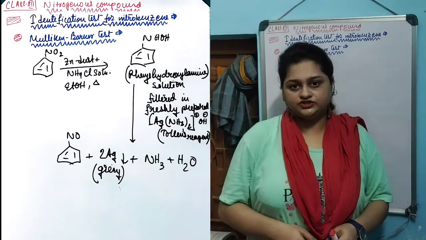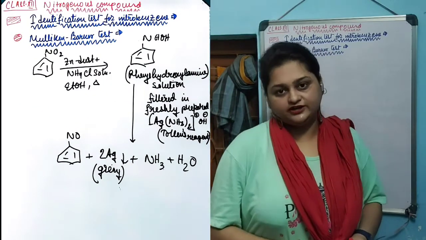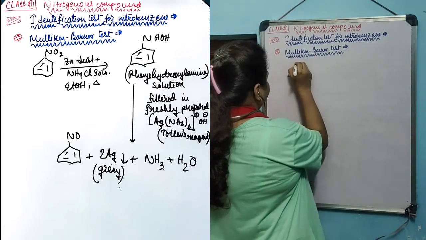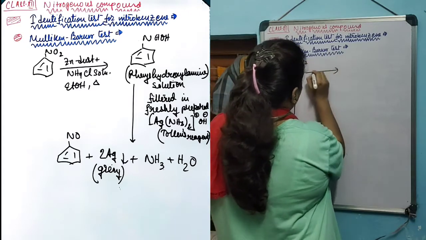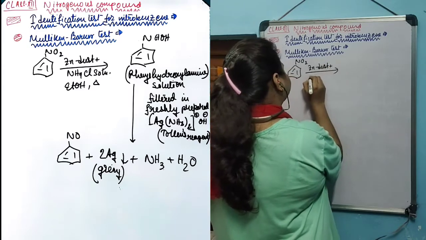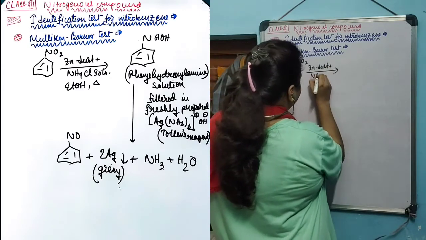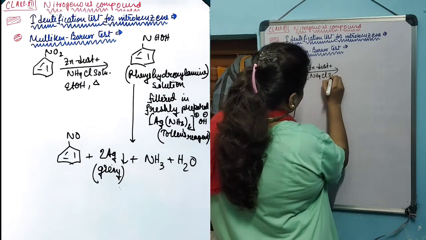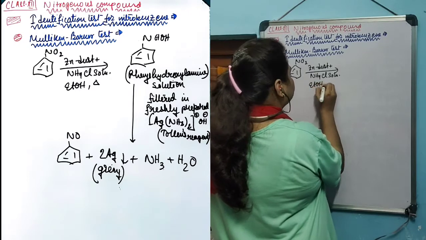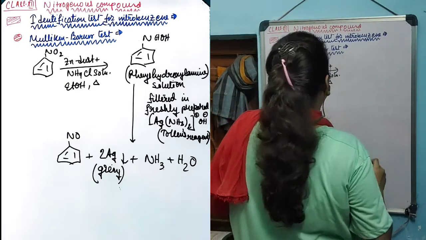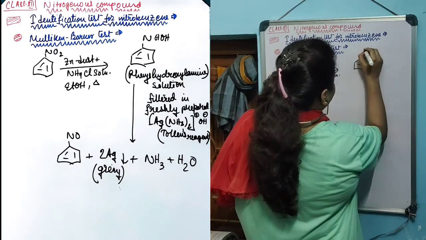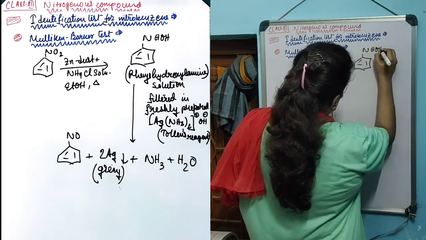The last identification test for nitrobenzene is the Mulliken-Barker test. In the Mulliken-Barker test, nitrobenzene is at first treated with zinc dust and NH4Cl solution in ethanolic media, with a few drops of ethanol, and then the entire mixture is heated. Phenyl hydroxylamine is produced in this reaction.